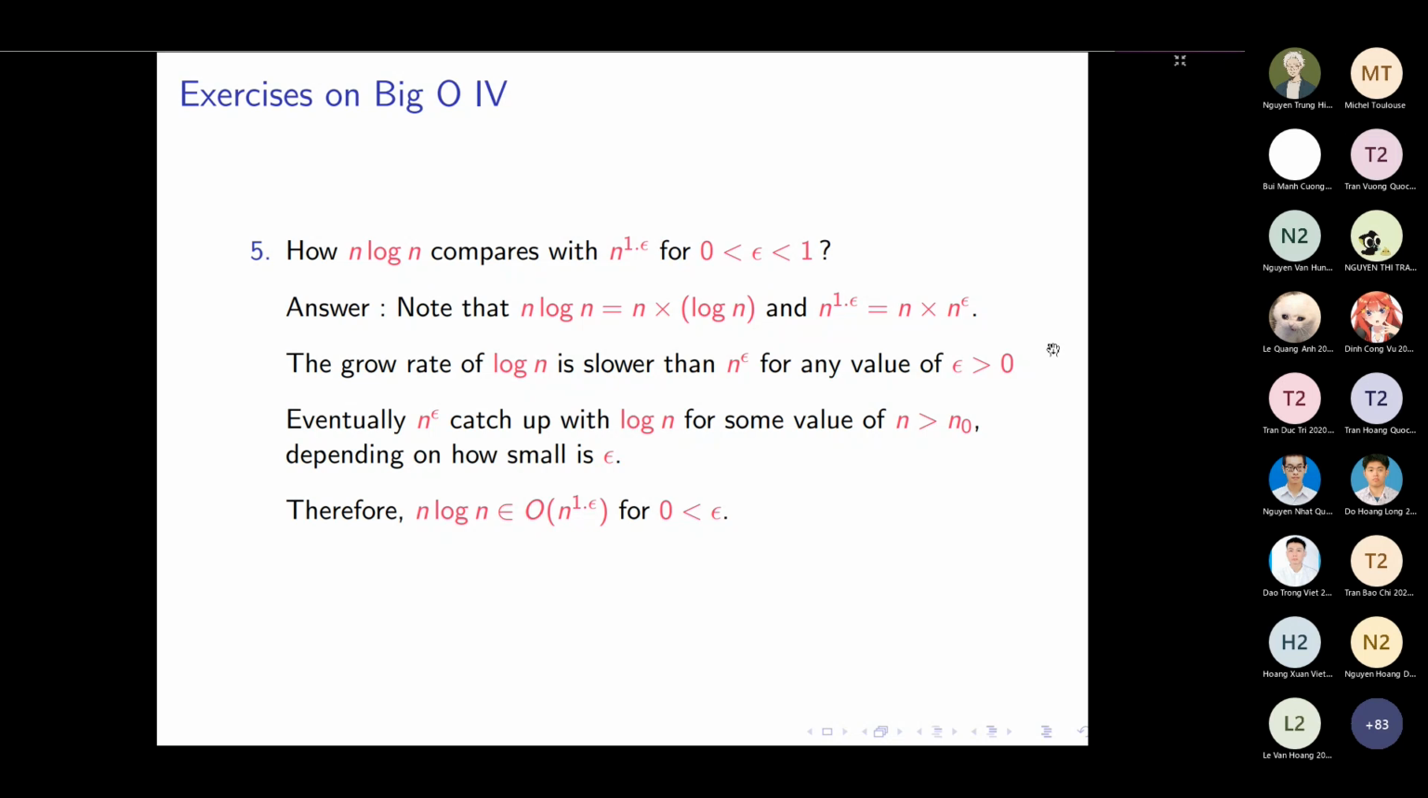Oh, the answer is here. But I think this is n to the power of 1 plus epsilon, because that's how math works, right? This one. Yeah. This is n to the power 1 plus epsilon, not 1 times epsilon here.